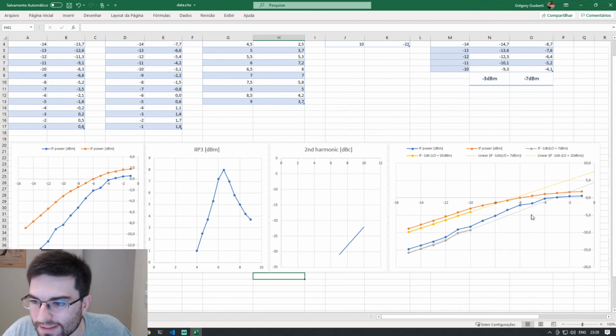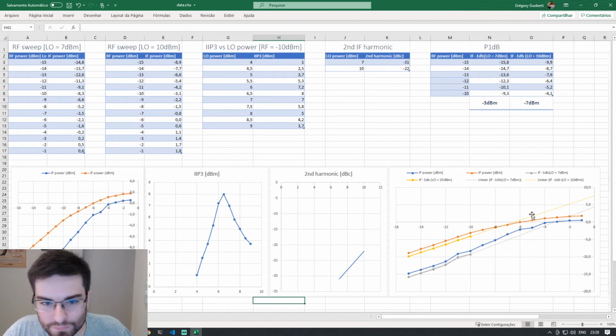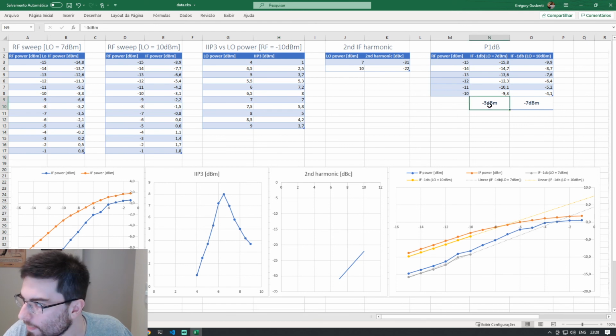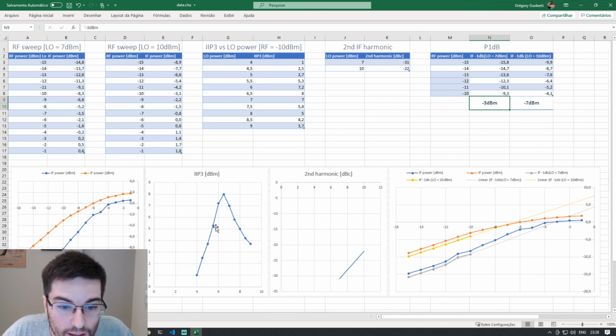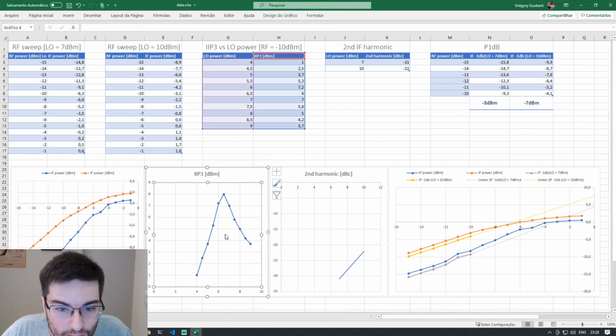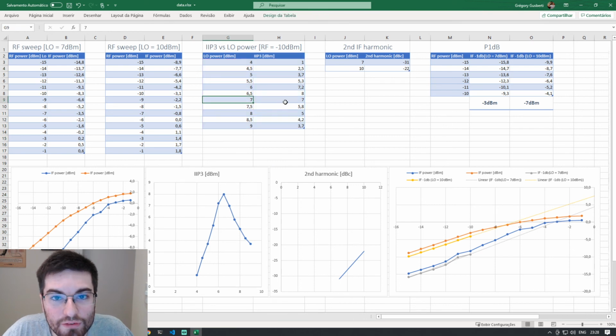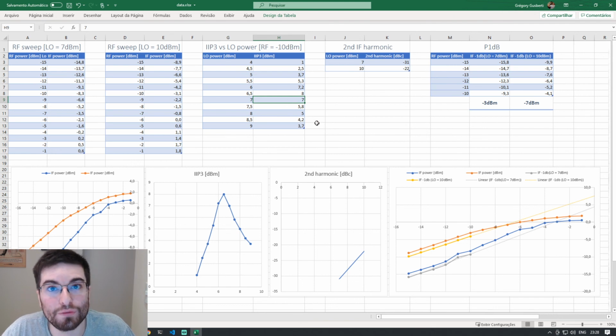The compression point when working with a 7 dBm LO is -3 dBm, as seen here in this crossing point, and -3 dB plus 10 dB will be exactly our third order intercept here. At 7 dBm, we have a 7 dBm third order intercept point. This is perfect with the theoretical math. Very, very interesting, guys.